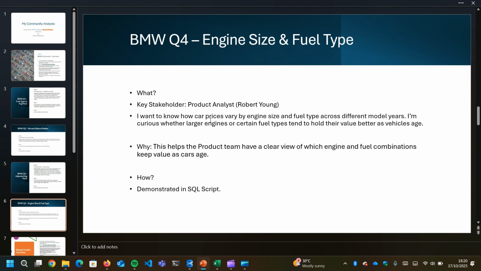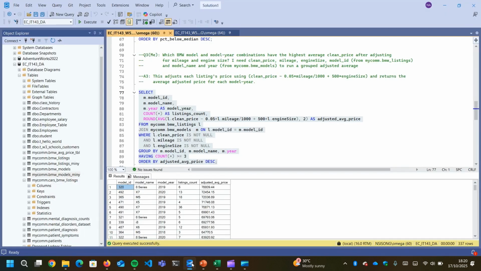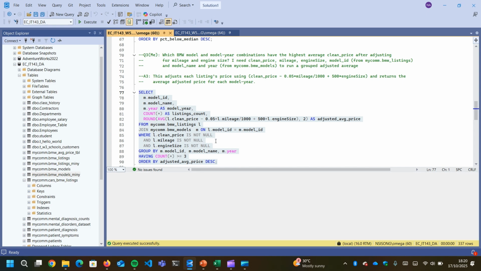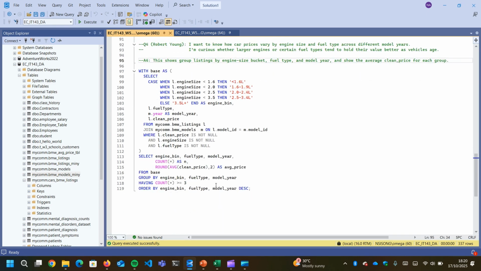So I want to know how car prices vary by engine size and fuel type across different model years. I'm curious whether larger engines or certain fuel types tend to hold their value better as vehicles age. So basically, this helps the product team have a clear view of which engine and fuel combinations keep value as the car ages. So we're going to go over to a scale, and we're going to run the code.